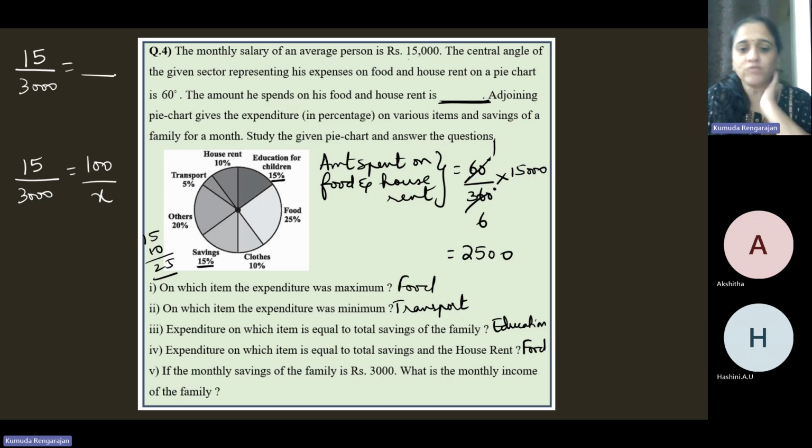Correspondingly, what should you find actually? The monthly income of the family. What is monthly income? That's 100%. So this is 15%. Here in the numerator, I should write 100%. In the denominator, X, because we have to find the income.